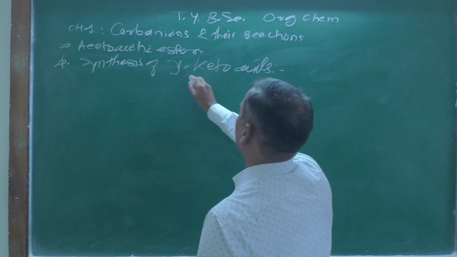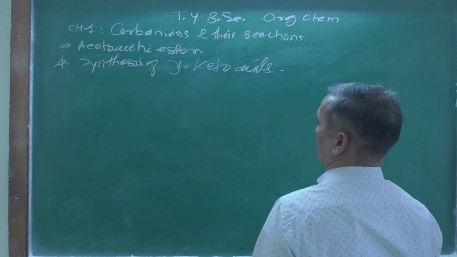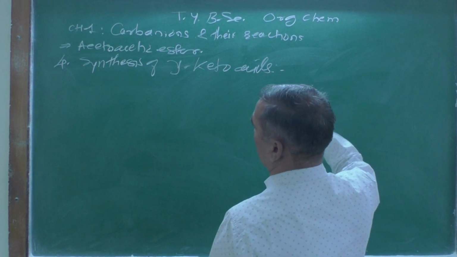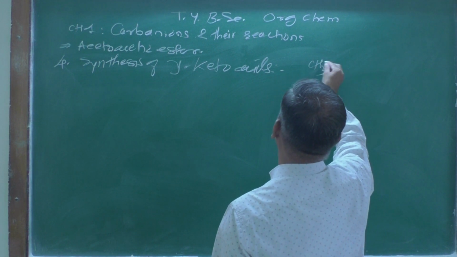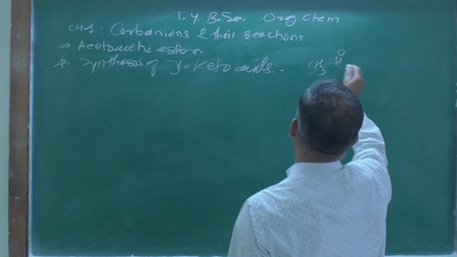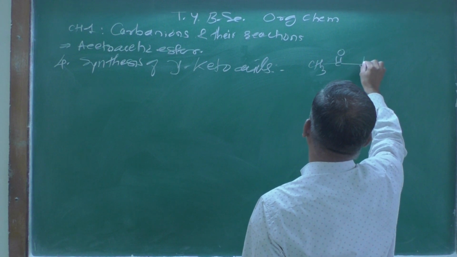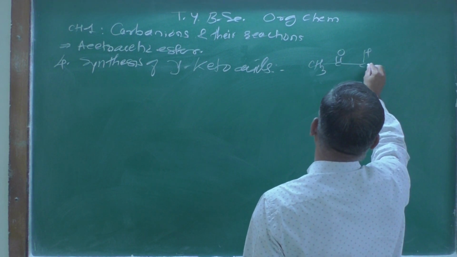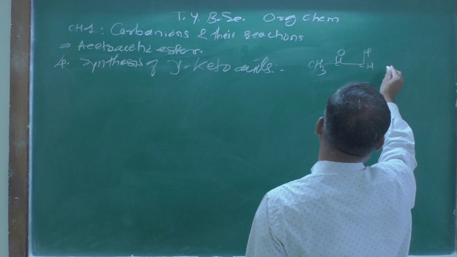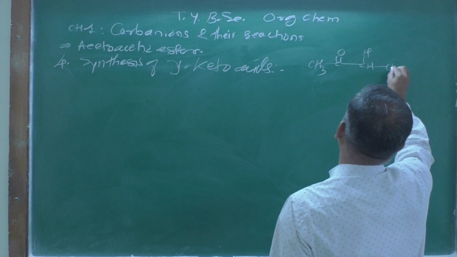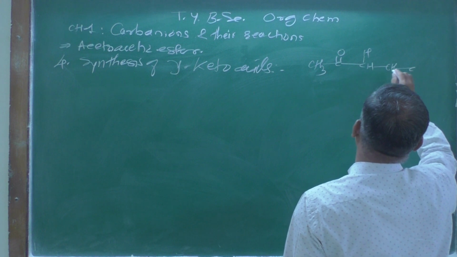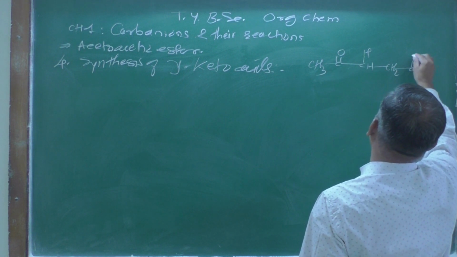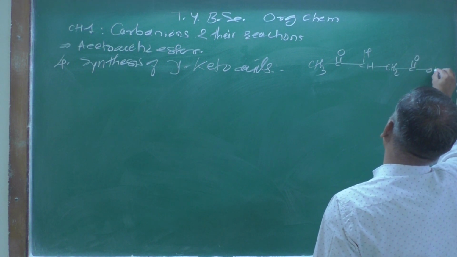Let us first plan this. In every case it requires planning. So here, as we know, CH3, then C double bond O, then one H I am writing here, and now one H, then CH2, then C double bond O and H.